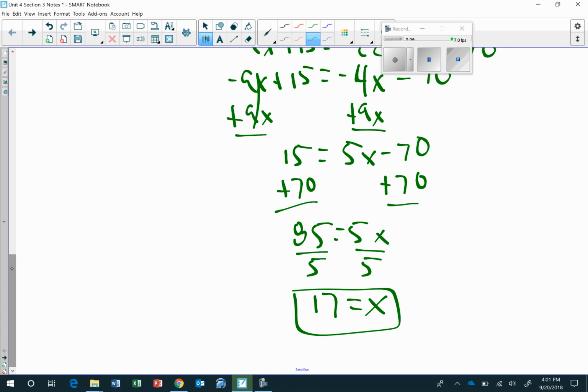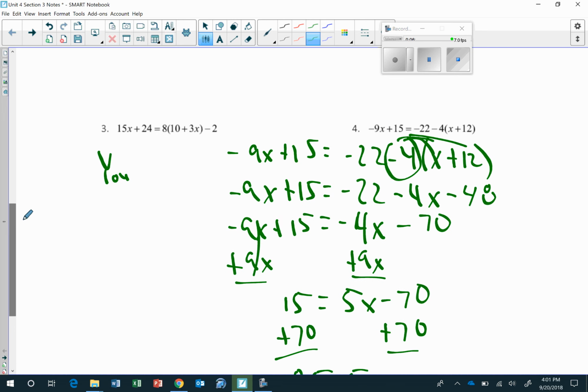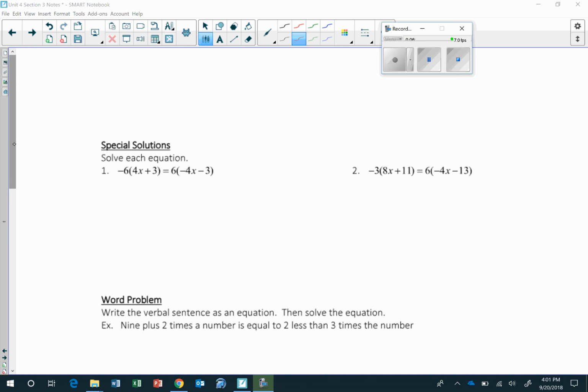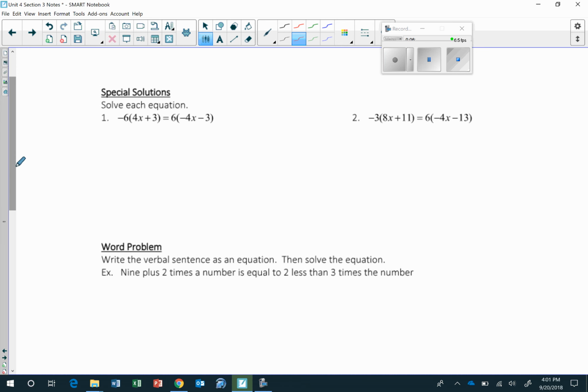All right, like I said, number 3 is for you guys to do, and you need to make sure you do the check step on all of these to make sure they are right. On the back side, there are 2 types of special solutions we need to look at. So I'm going to work both of these out for you just so I can explain what we mean by that.